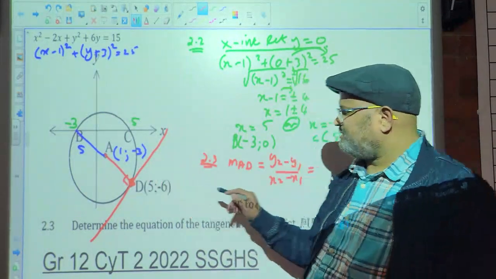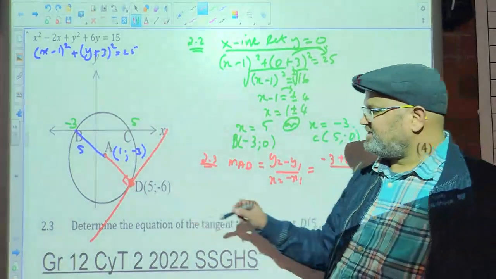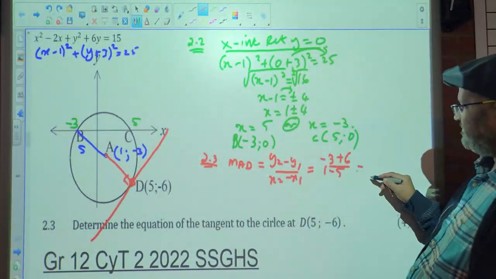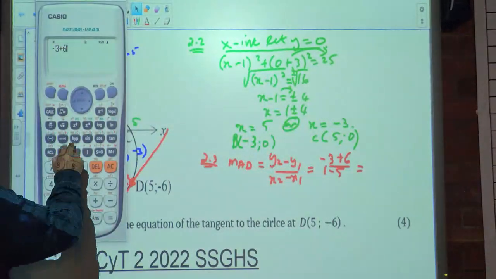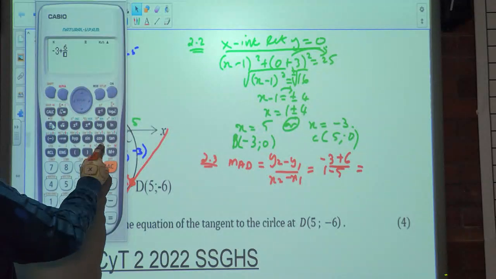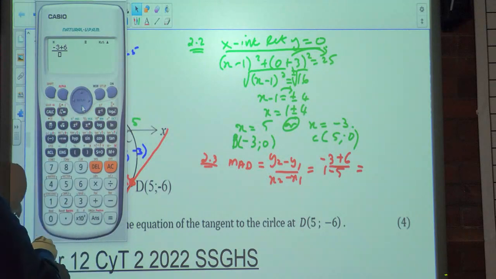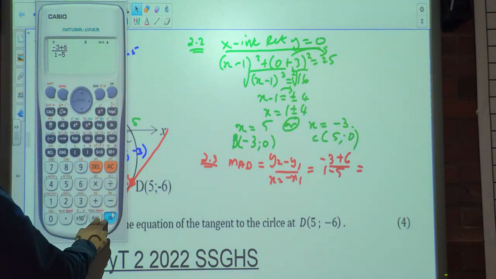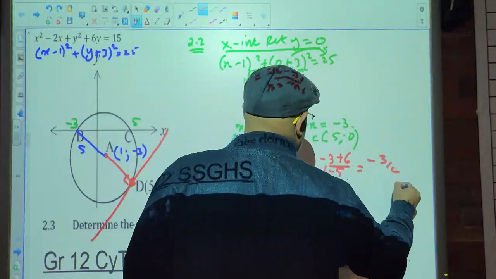So it's going to be minus 3 minus minus 6 over 1 minus 5. So that gives me the answer of negative 3 plus 6 over 1 minus 5. It's negative 3 over 4. Does it make sense? Yes.